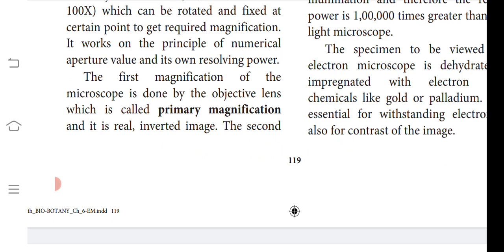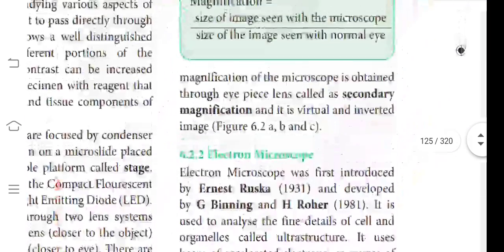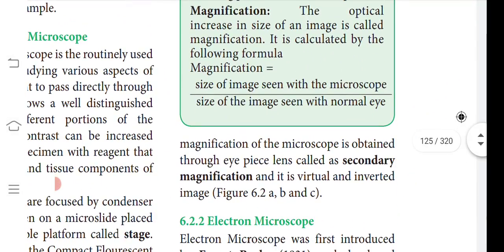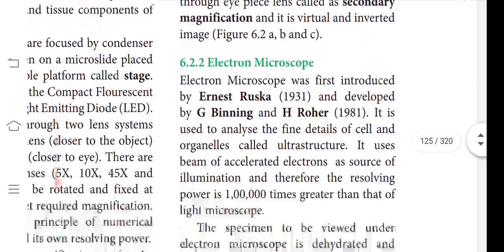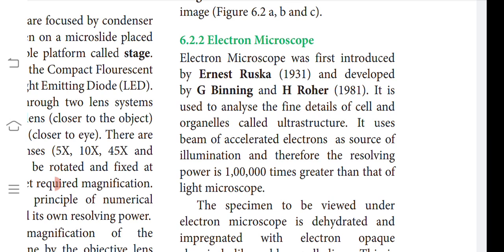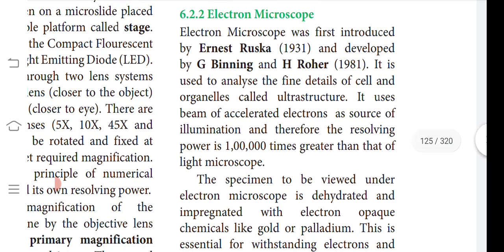The first magnification of the microscope is done by the objective lens, which is called primary magnification, and it gives a real and inverted image. The second magnification of the microscope is obtained through the eyepiece lens, which is called secondary magnification. So the specimen is magnified once, and again it is magnified because of the presence of another lens, so that we get a good magnified image of proper resolution.